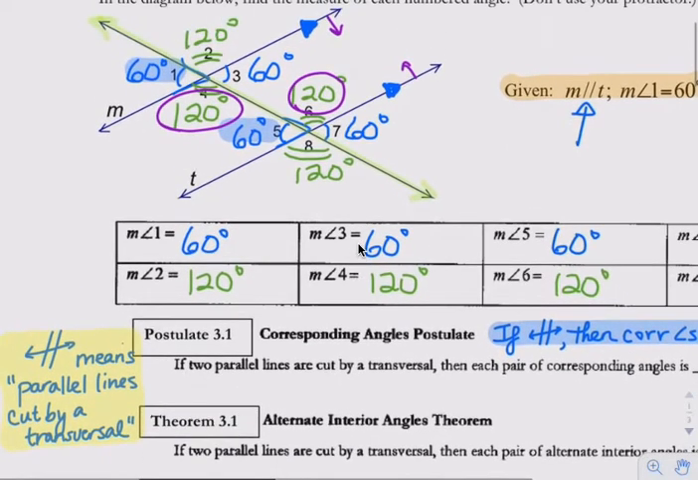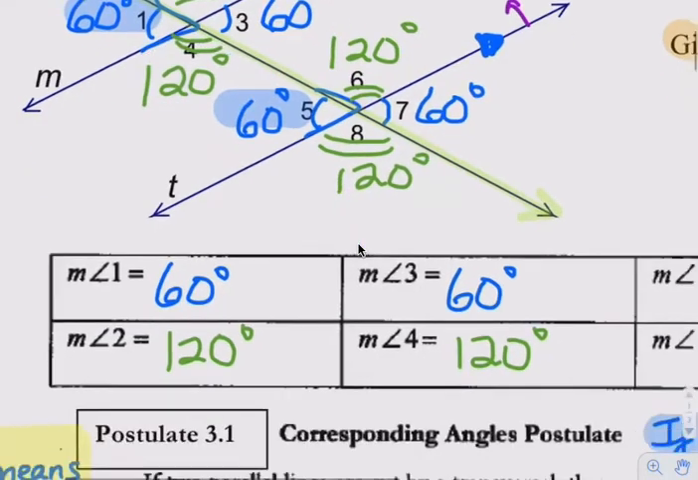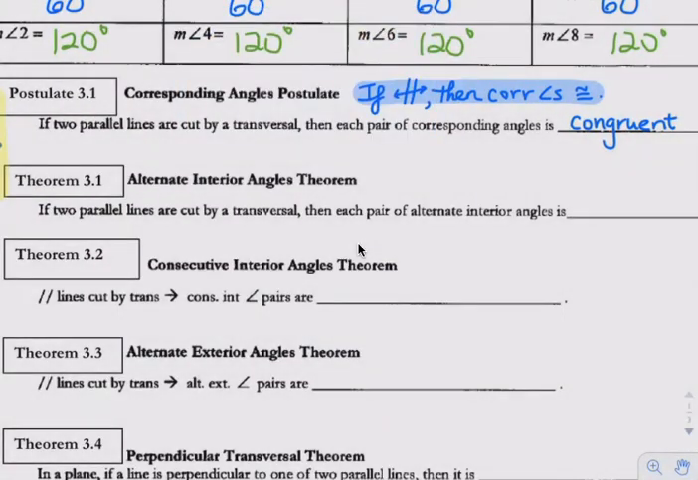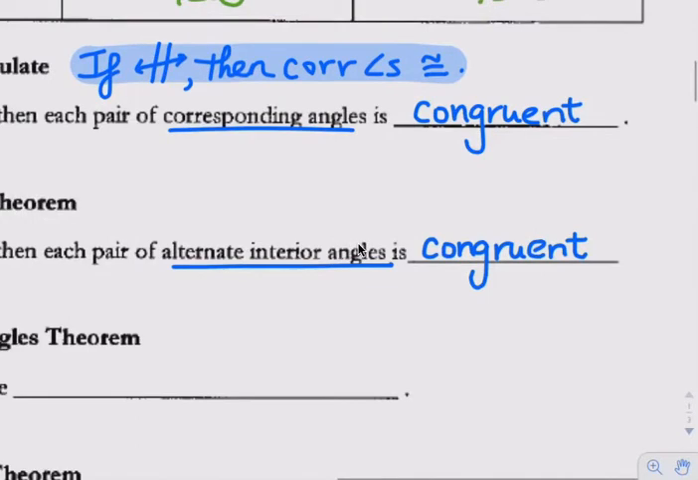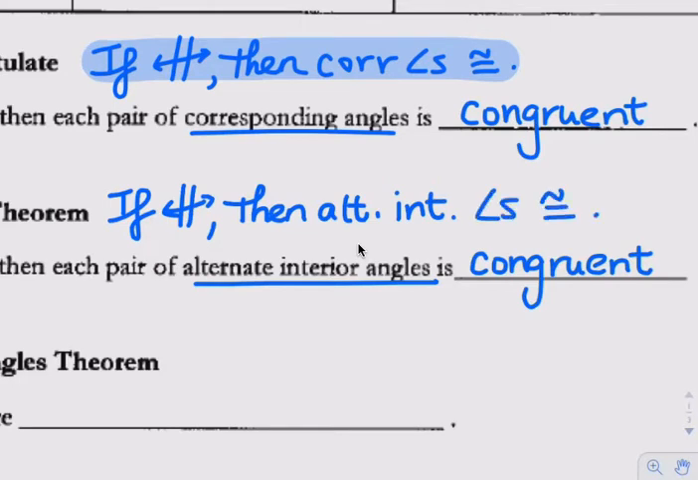What about another pair of alternate interior? 3 and 5, 60 and 60, they're both congruent. Okay, for alternate interior angles. The alternate interior angles theorem says if two parallel lines are cut by a transversal, then each pair of alternate interior angles is congruent. Okay, so corresponding angles will be congruent, alternate interior angles will be congruent. Shortcut way to write it, if parallel lines are cut by a transversal, then alternate interior angles are congruent.